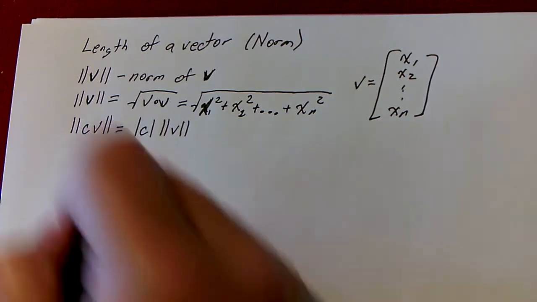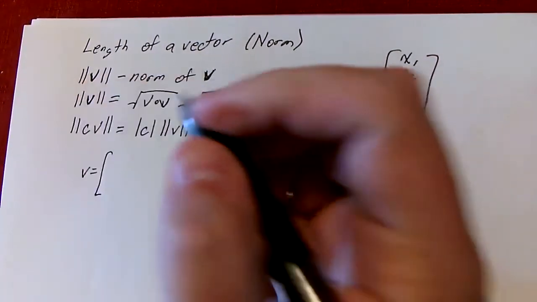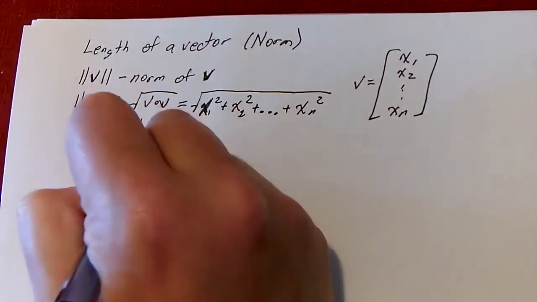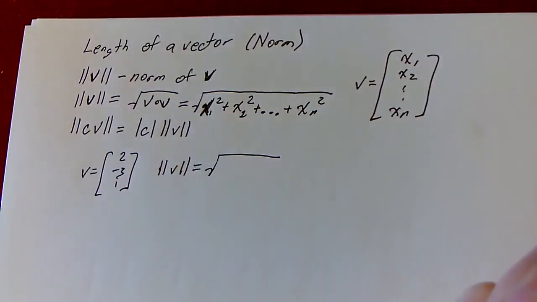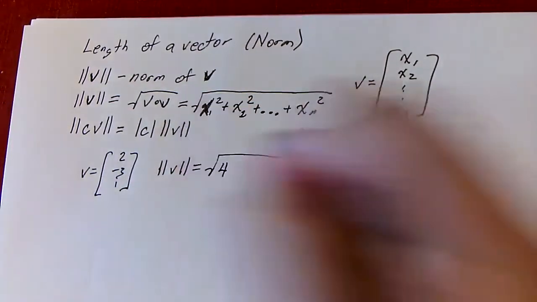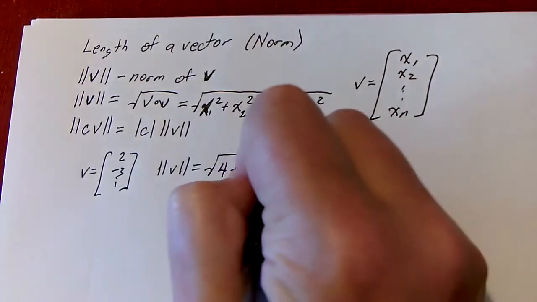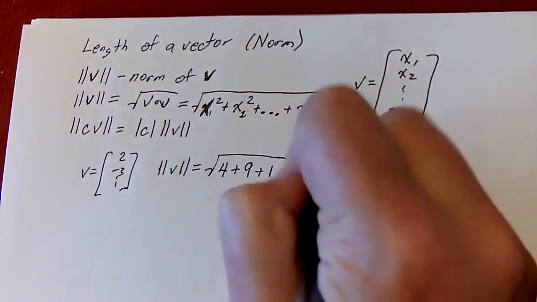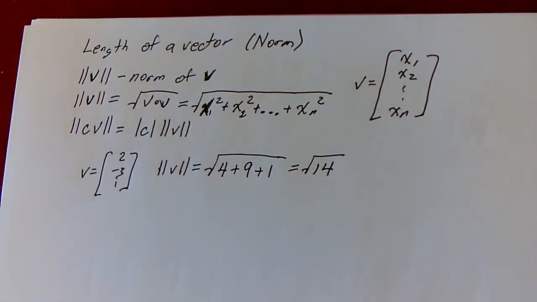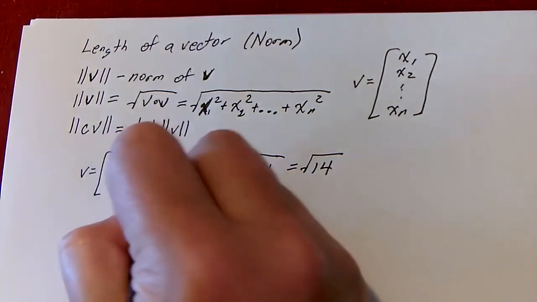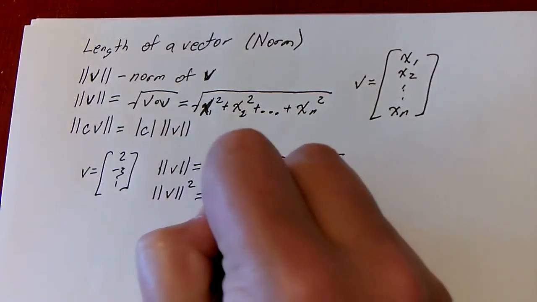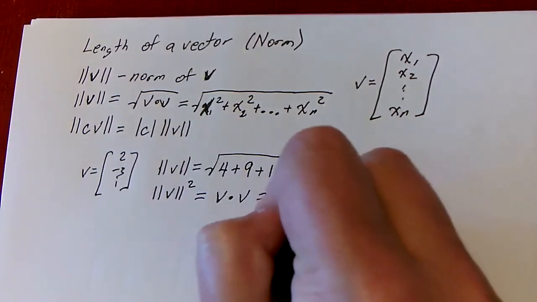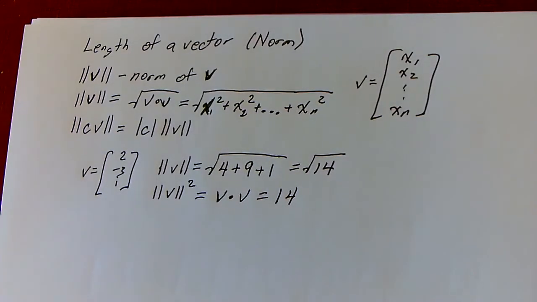Okay, so if I have a vector v, 2, -3, and 1, I want to find its norm. So I'm going to take the square root. 2 squared is going to be 4. 3 squared is going to be 9. And 1 squared is going to be 1. So I've got the square root of 14 for the norm of v. Now you should also notice it's going to be useful to consider the norm squared, which is really just v dot v. It just kills off that square root. In this case, that would be a positive 14.